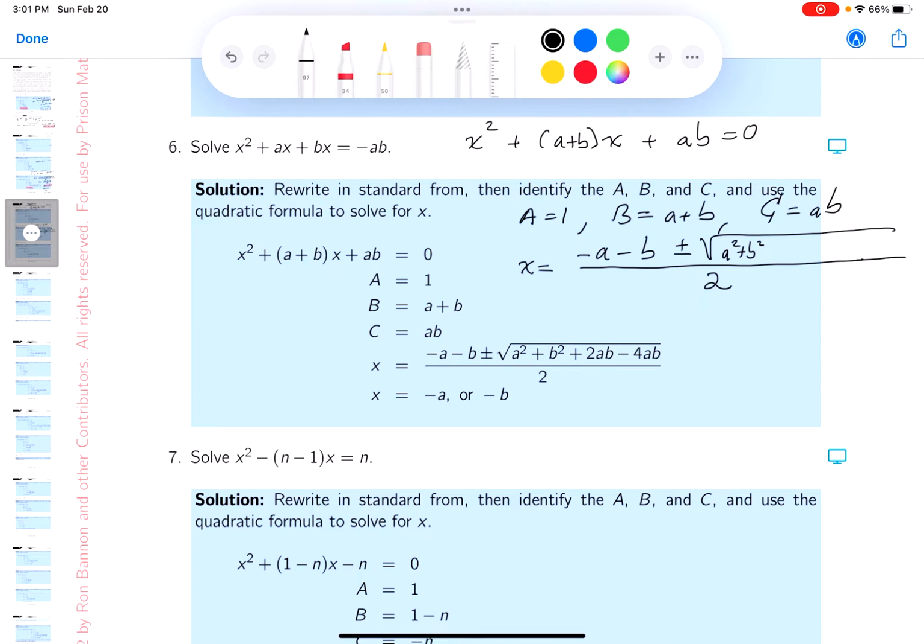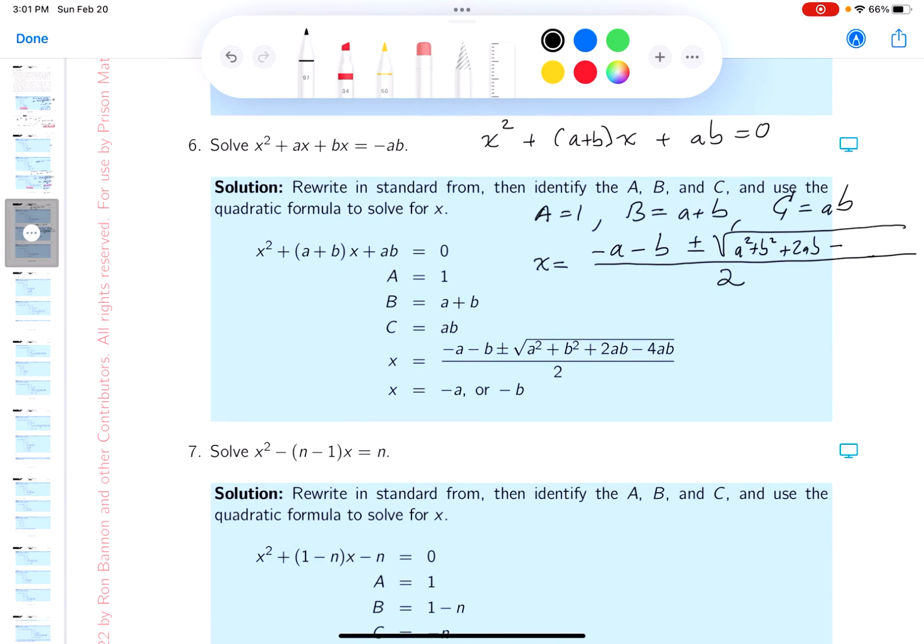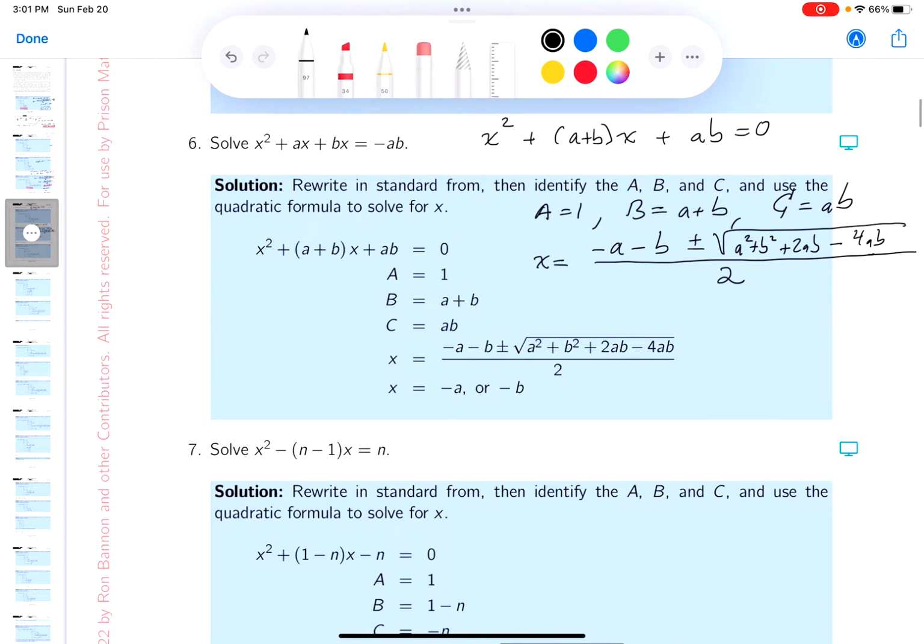When I say that, I'm writing them down so you know it's small a squared, small b squared. Plus 2ab minus 4ac. So that's going to be 4ab. All right, I'm looking at that, and I'm seeing this over here. Minus a minus b plus or minus, let's write this down, over 2. And what do you get on the inside? You'd actually just get a minus b squared, because that would give you a squared plus b squared minus 2ab.